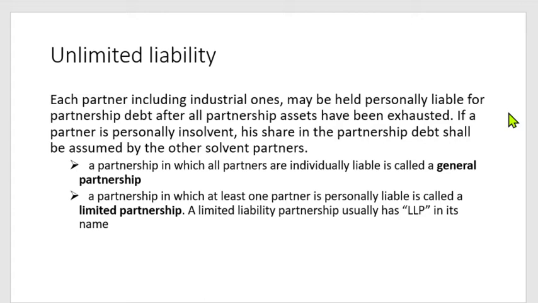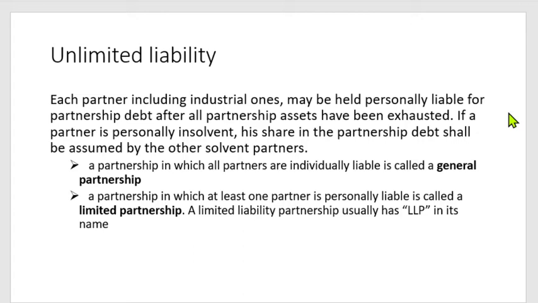If a partner is personally insolvent, his share in the partnership debt shall be assumed by the other solvent partners. So a partnership in which all partners are individually liable is called a general partnership. So kung lahat ay unlimited ang kanilang liability, hence, it is called a general partnership. A partnership in which at least one partner is personally liable is called a limited partnership. So kung iisa, at least one partner is personally liable, hindi lahat ay liable up to their personal properties, it is called a limited partnership.